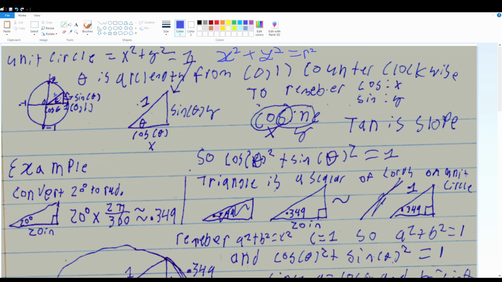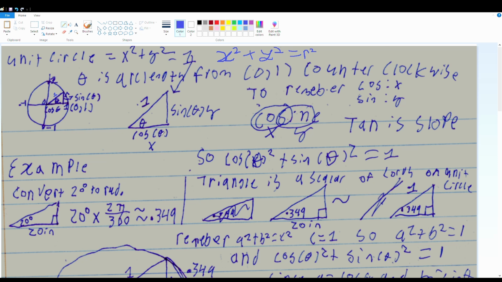And so if we make this picture a little easier to see, this is 1, this is theta, this is cosine theta, and that's the x coordinate, and that's the y coordinate. And so how we remember that cosine is x and sine is y is I do it cosine x, y. And the other function that you'll see is tan, and tan is the slope. And tan is equal to change in y over change in x, which is sine, which is y, over cosine, which is x.